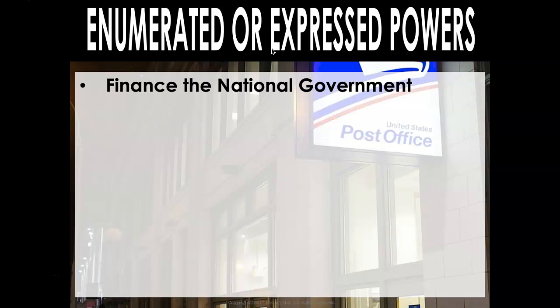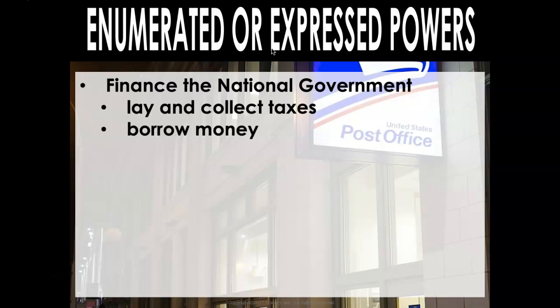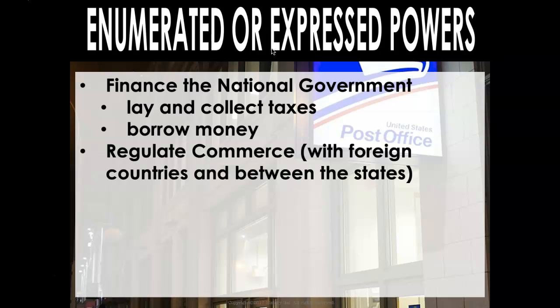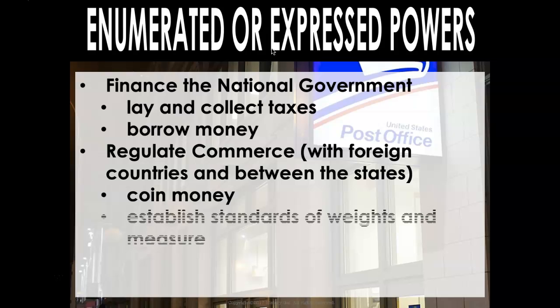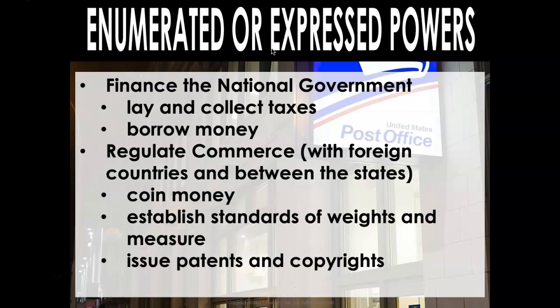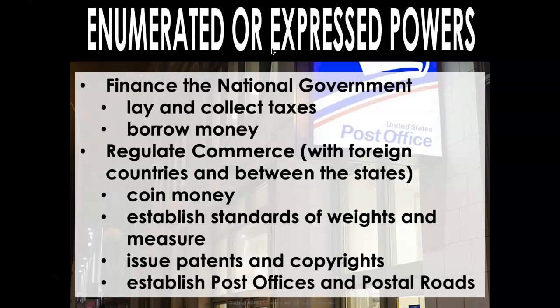In terms of the ability to finance the national government, Congress essentially oversees that. They can levy, or collect taxes, borrow money, regulate commerce with foreign countries and between the states, coin money, establish standards of weights and measure, and additionally issue patents and copyrights. It should also be noticed that Congress can in fact establish post offices and postal roads. Although these powers might seem very basic, in a sense they're very valuable to our democracy and greater government.